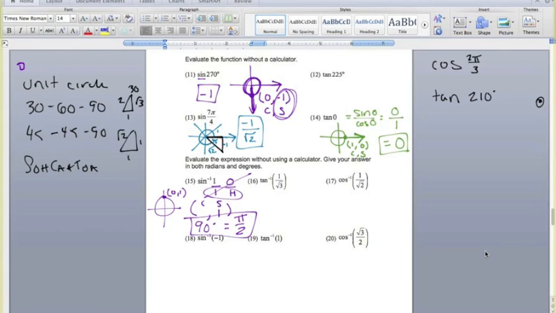For number 16, SOHCAHTOA for tangent is opposite over adjacent. So I'm looking for an angle that is opposite of a 1 and adjacent or next to a square root of 3. So what angle is opposite of a 1 and next to a square root of 3? 30, which is 180 divided by 6.